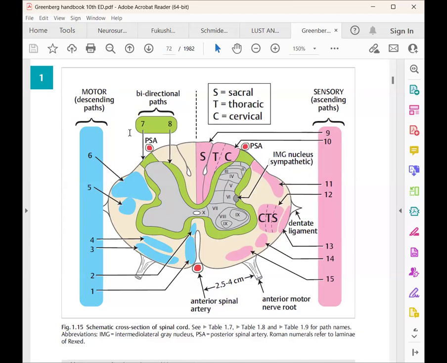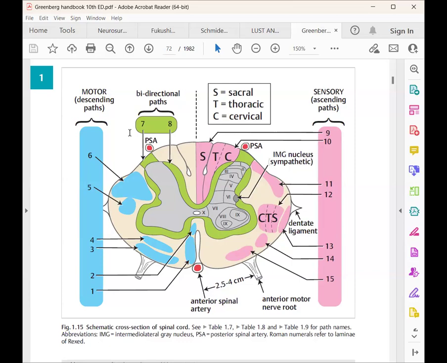So you just make a concept in your mind. Suppose the sacral fibers are more medial, then the thoracic, then the cervical. If you just remember one, the others will be opposite. If you remember the somatotopic organization of the fasciculus gracilis and cuneatus, then for the spinothalamic tract and the corticospinal tract, and all the other tracts, it's opposite. So just remember this one: sacral is medial, then thoracic and cervical.